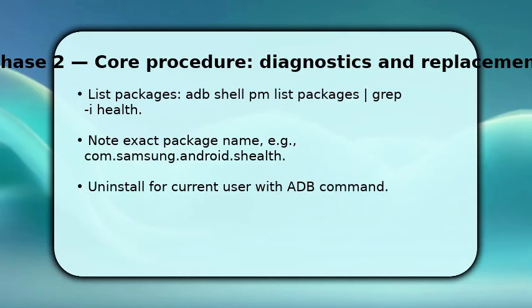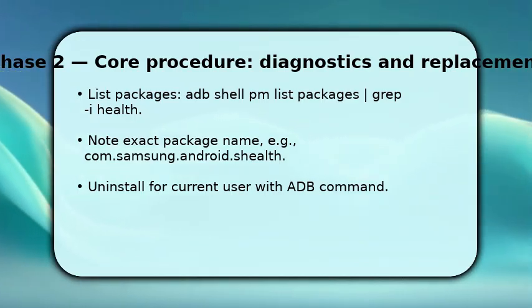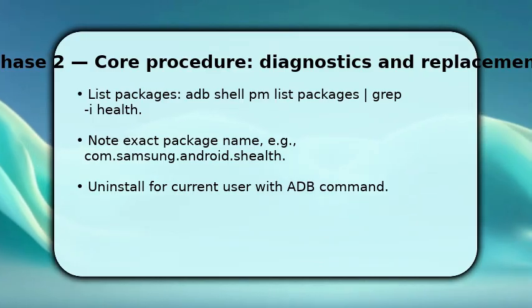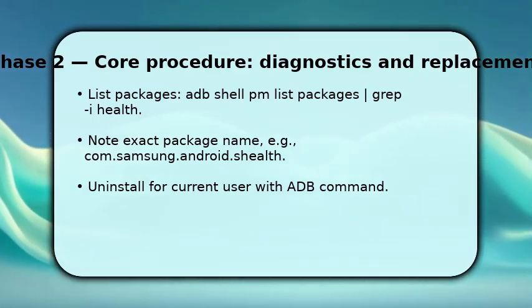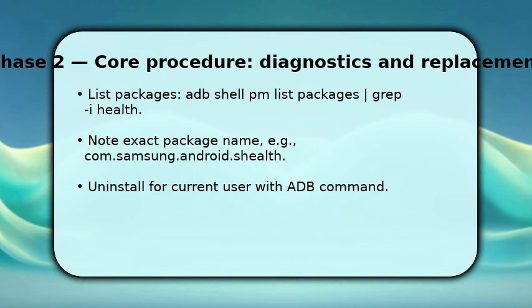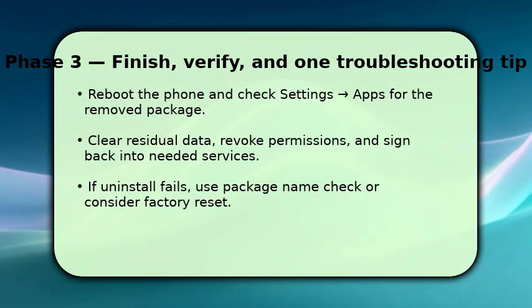samsung.android.shealth, or use adb shell pm uninstall -k --user 0 package if needed. This removes the app and its tracker components for your current user without needing root. Once the commands finish, reboot and confirm the health tracker is gone.